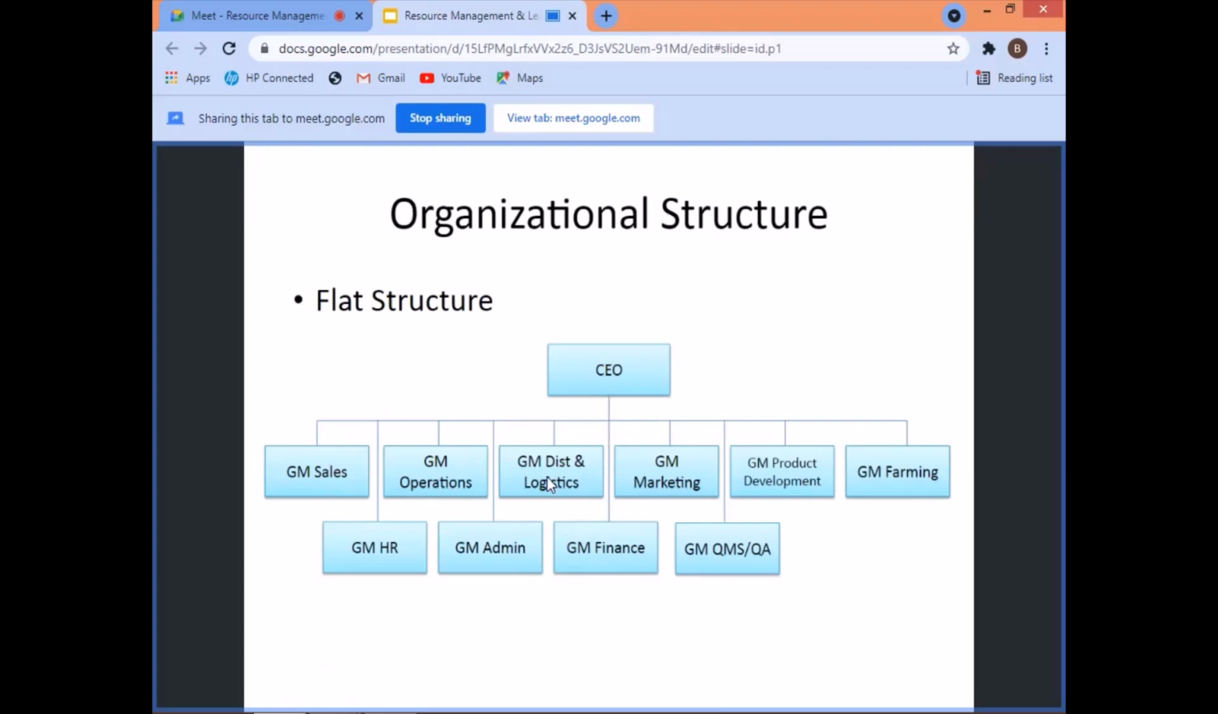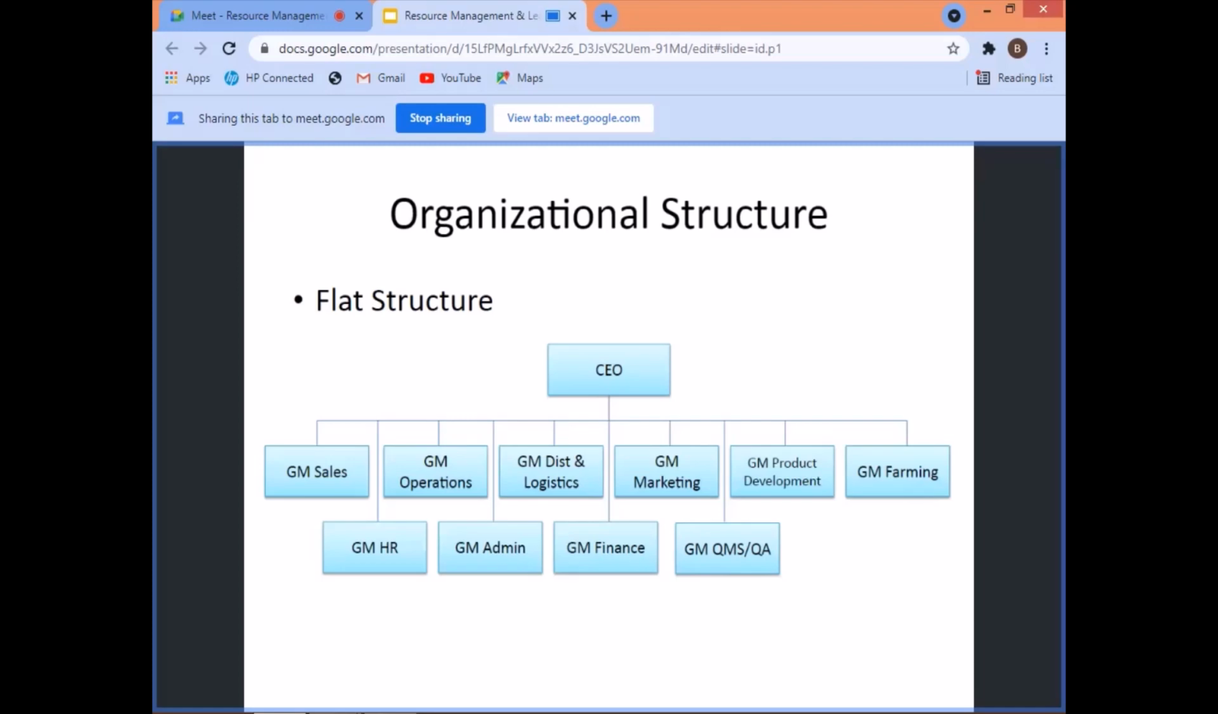GM operations, GM for distribution and logistics, GM for marketing, GM for product development. Some companies call this research and development. GM for farming, GM for HR. As you can see, the direct line to the CEO. GM administration, GM finance, GM quality management system, and GM quality assurance, and many others.